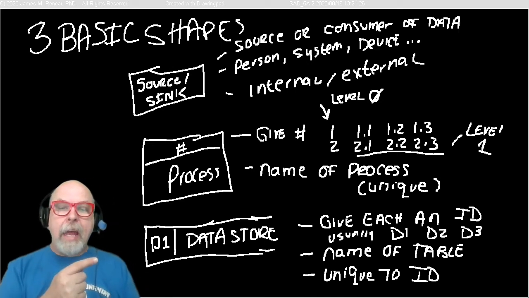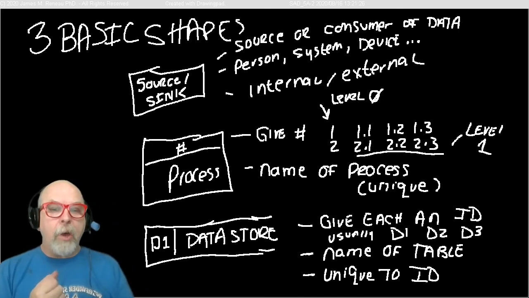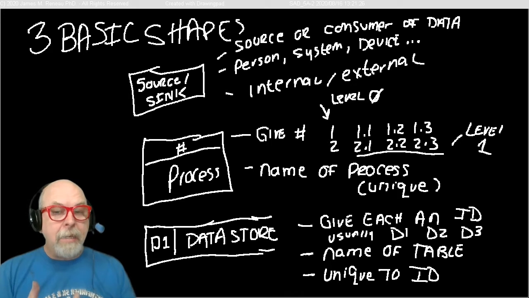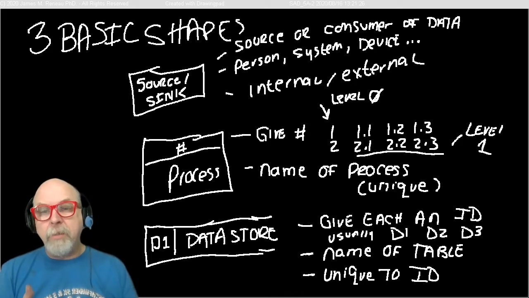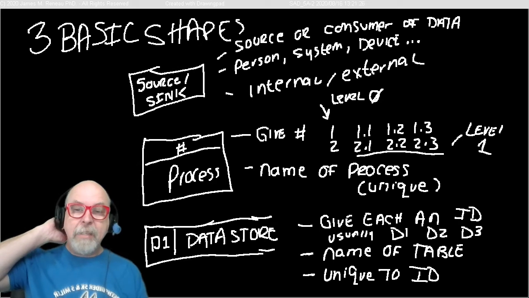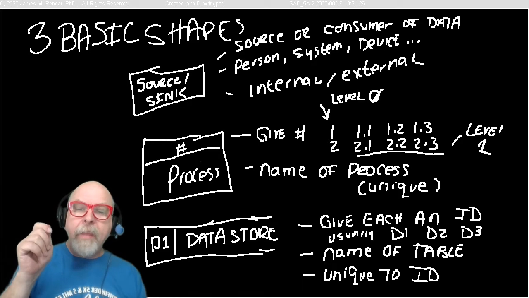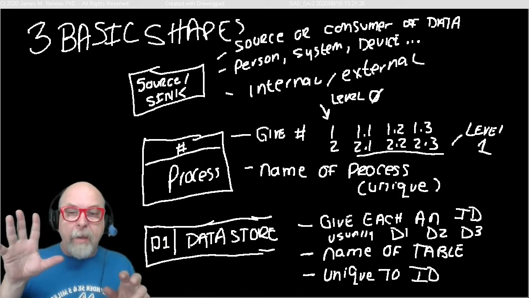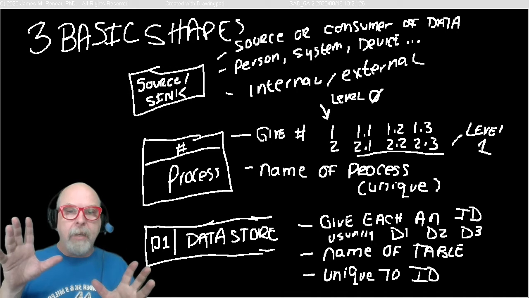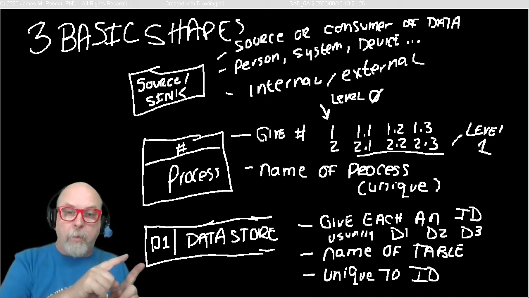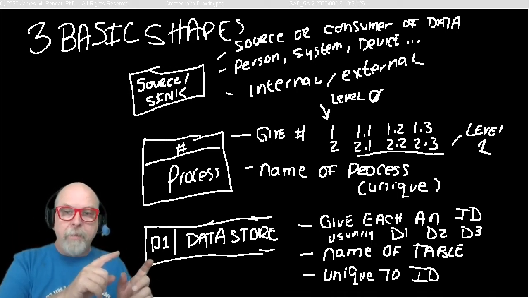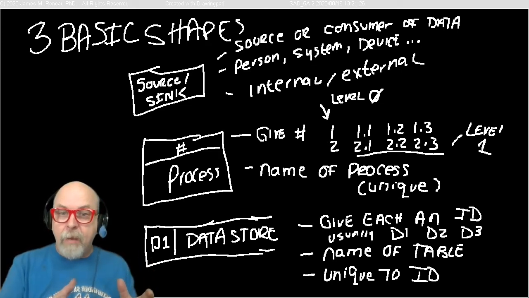And then the last shape is a rectangle that's open on one side, and that represents a data store. And each data store also has an ID. Usually we use D1, D2, D3 to represent that it is a data store, and then the name of the data store. Now, because the data flow diagram can get really complex, you can have multiple data stores, like D1 customer can appear multiple places on the diagram, and it's all the same customer data store.